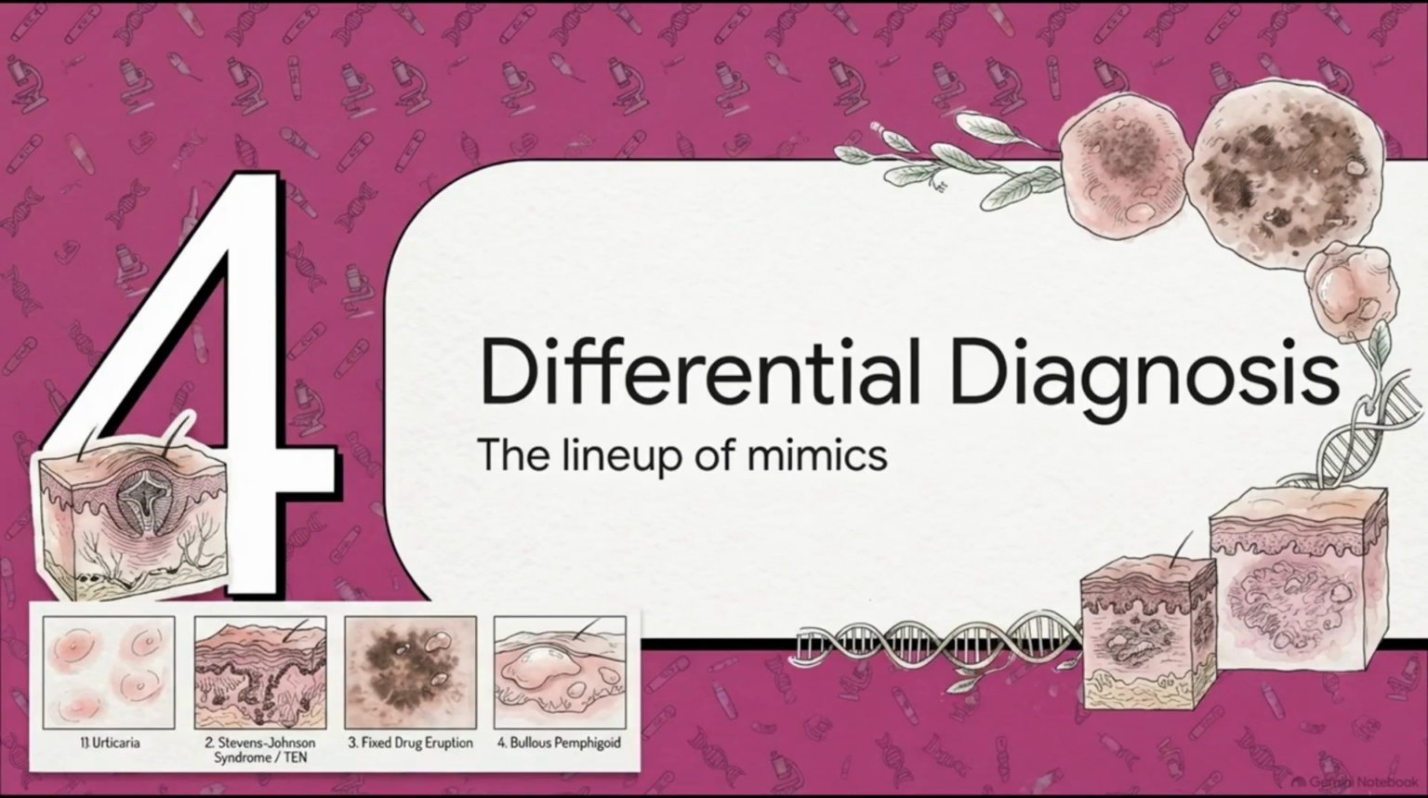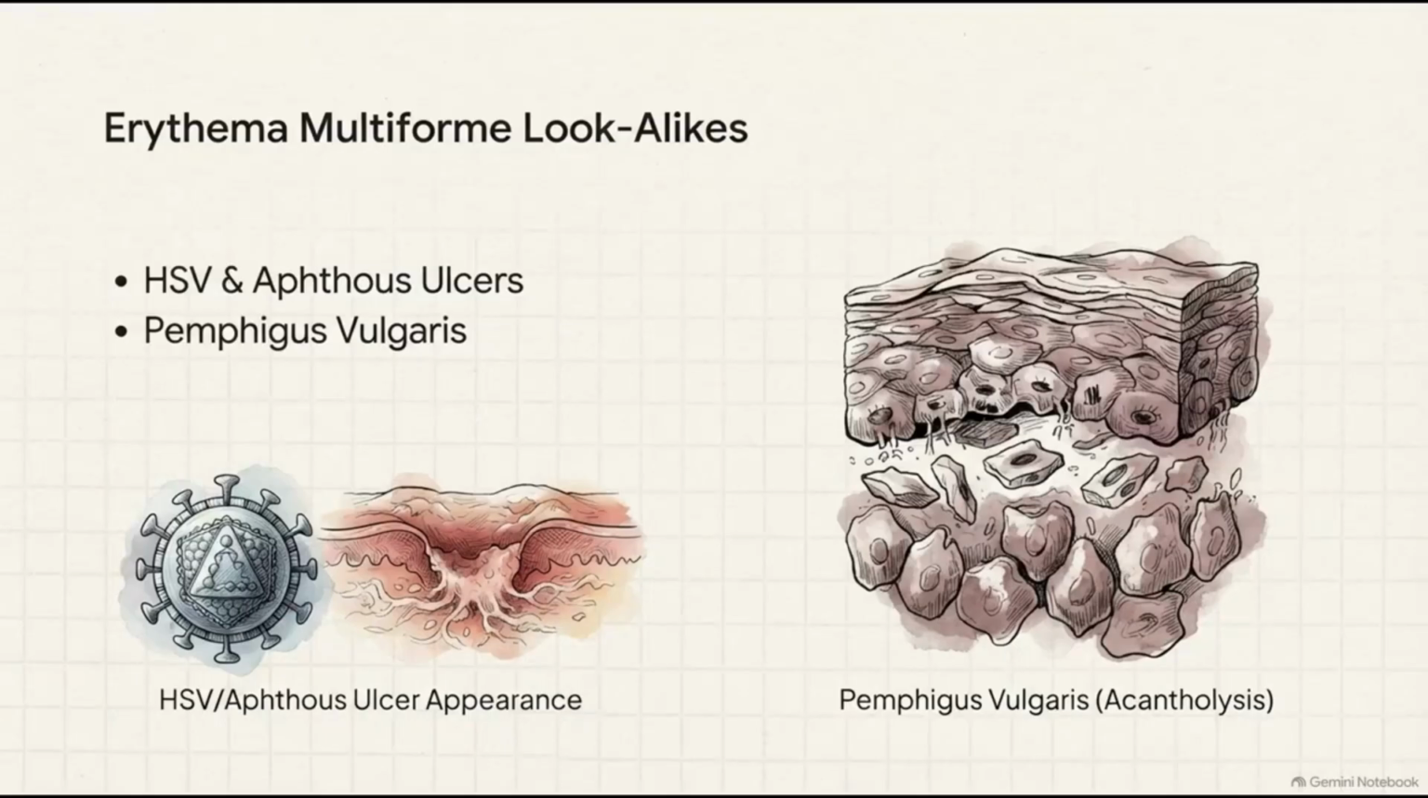Section 4. Differential diagnosis. The lineup of mimics. So if your patient has those classic target skin lesions, your diagnosis is fairly straightforward. But what if they only have oral ulcers? You've got to mentally line up the mimics. We're talking primary herpes simplex, severe aphthous ulcers, pemphigus vulgaris, mucous membrane pemphigoid, and erosive lichen planus.